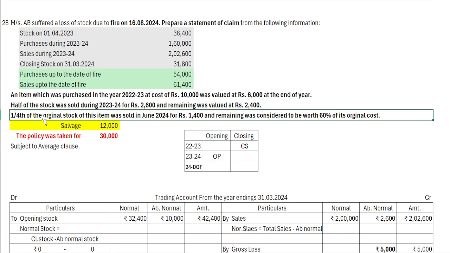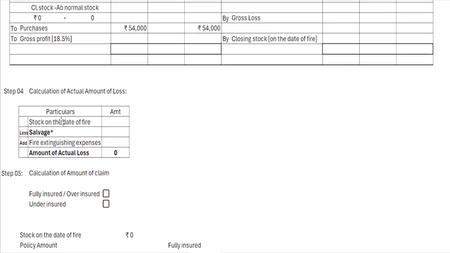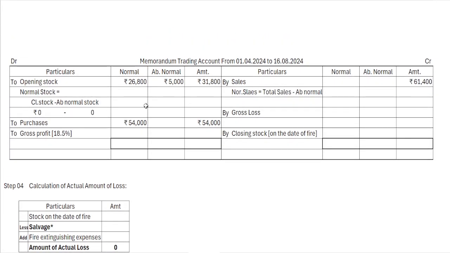One fourth of the original stock of this item was sold in June 2024 for rupees 1,400. Here it is clearly mentioned one fourth of the original stock. Original stock is 10,000. Then one fourth of the original stock comes to here. Let's see. Okay, one fourth of one.